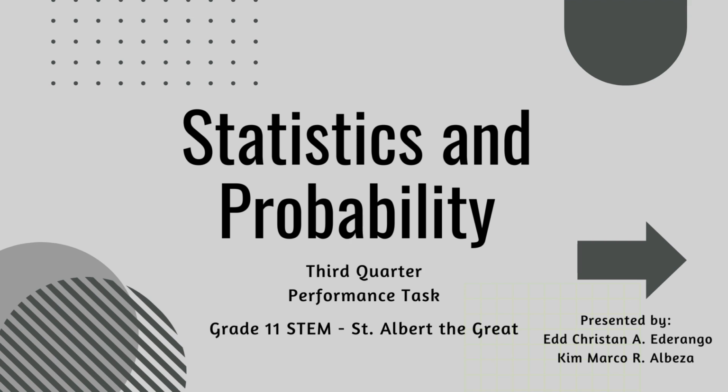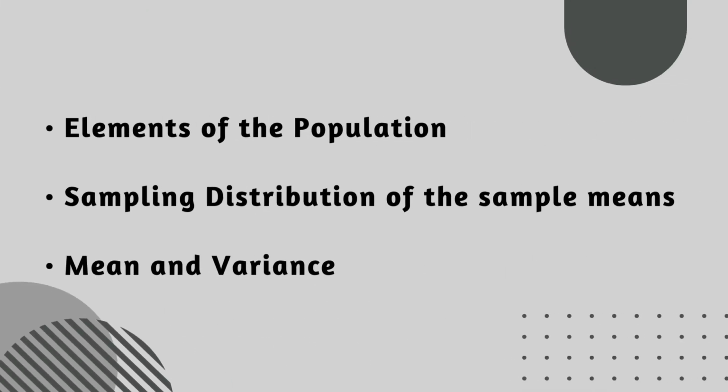In adherence to our performance task in statistics and probability, we are tasked to give an example for the elements of the population, constructing the sampling distribution of the sample means, and finally solving for the mean and variance of the problem. In finding the mean and variance, a step-by-step process is needed.